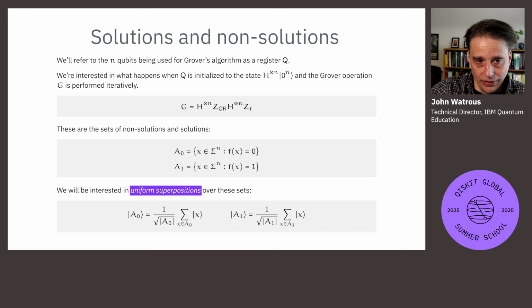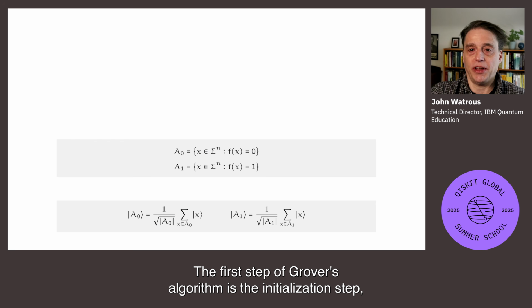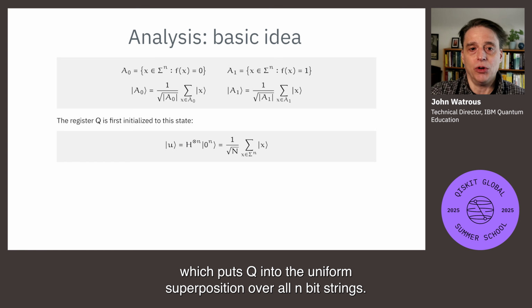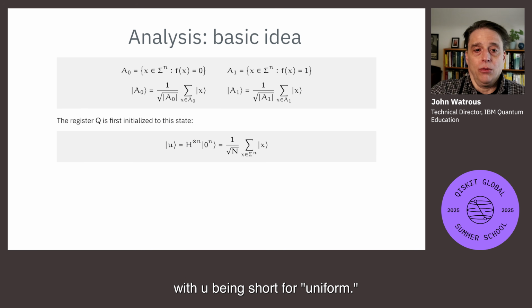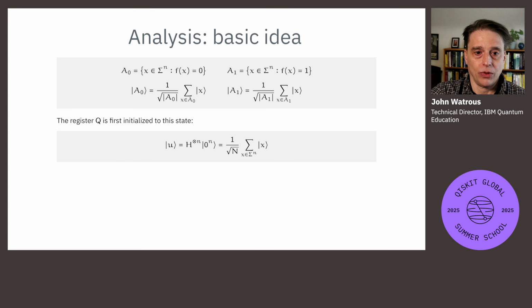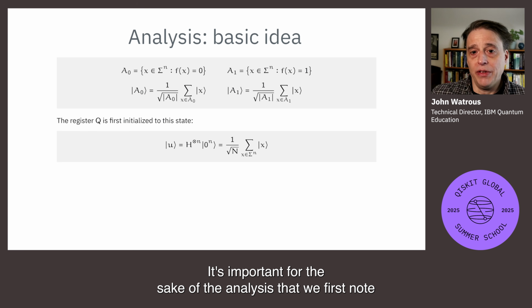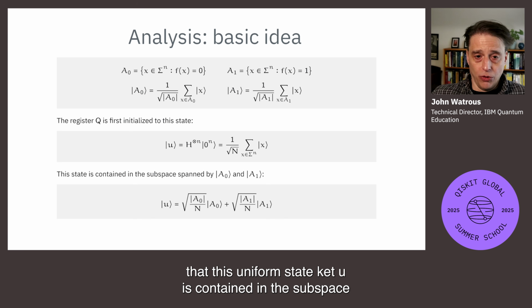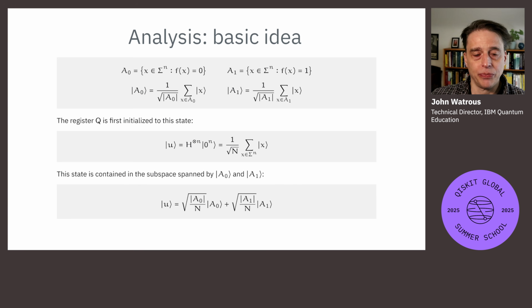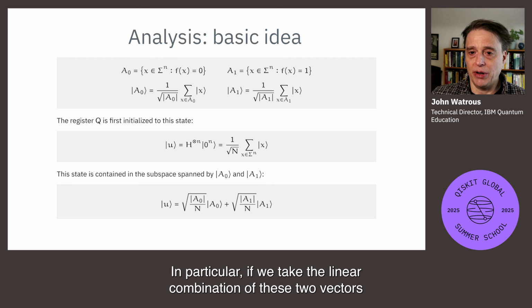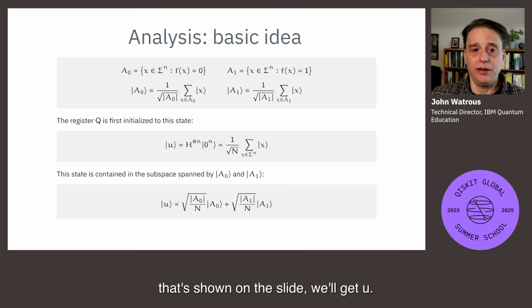so that the definitions of both of these states make sense. The first step of Grover's algorithm is the initialization step, which puts Q into the uniform superposition over all n-bit strings. And just to give this state an easily recognizable name, I'm going to call it ket U, with U being short for uniform. It's important for the sake of the analysis that we first note that this uniform state, ket U, is contained in the subspace that's spanned by the two vectors ket A0 and ket A1. In particular, if we take the linear combination of these two vectors that's shown on the slide, we'll get ket U.